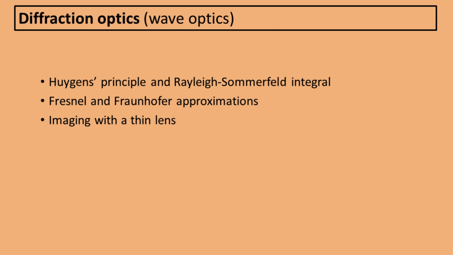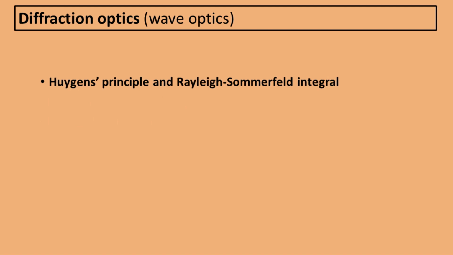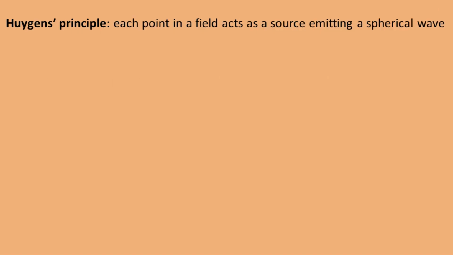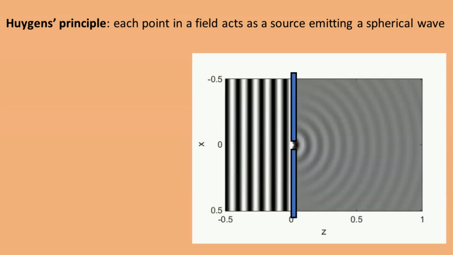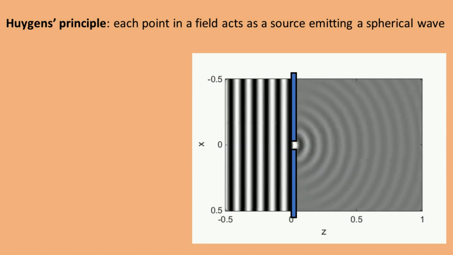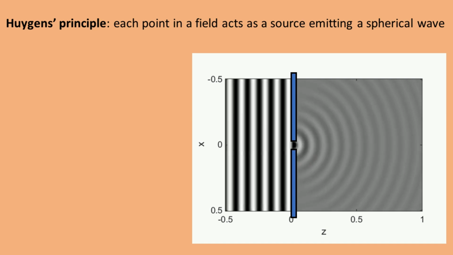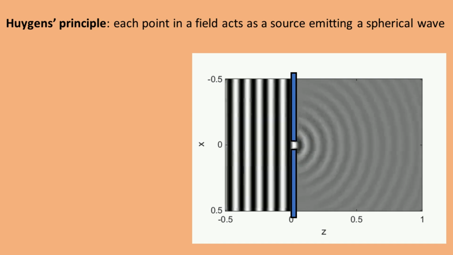With these tools, we can then analyze a simple imaging system and see how the image formation is affected by the wave nature of light. So let's start with Huygens' principle. Huygens' principle states that if you have a field, then each point acts as a source of spherical waves. To illustrate this principle in 2 dimensions, one can imagine putting a narrow slit in a water tank and sending a plane wave through it. What we see emerge on the other side is a spherical wave pattern.